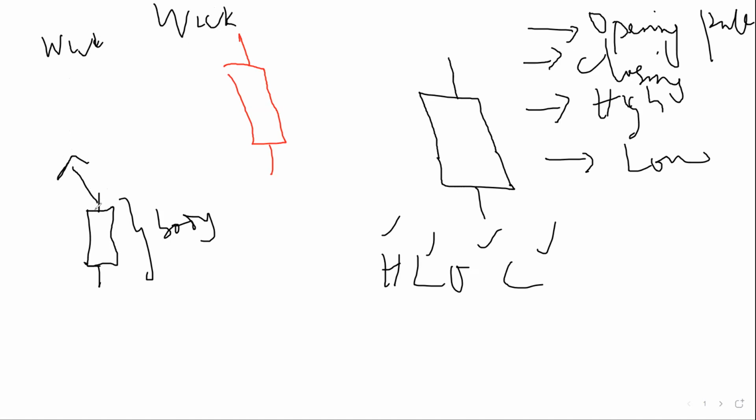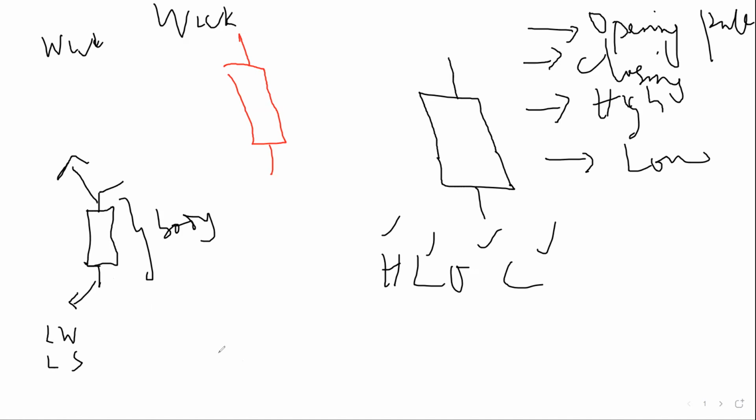That means this one here. This one is what we call the lower wick or the lower shadow. All right. Now, this is the highest price, or the high price, and this is the low price. That one is very simple.